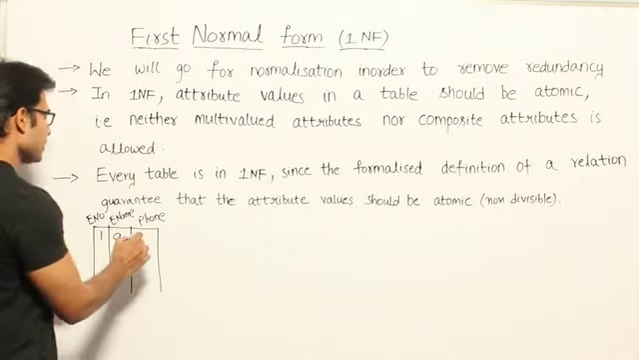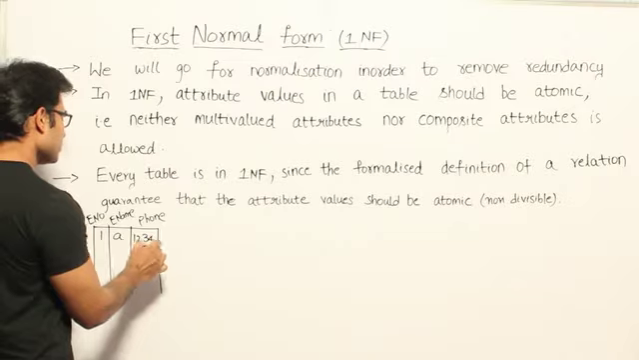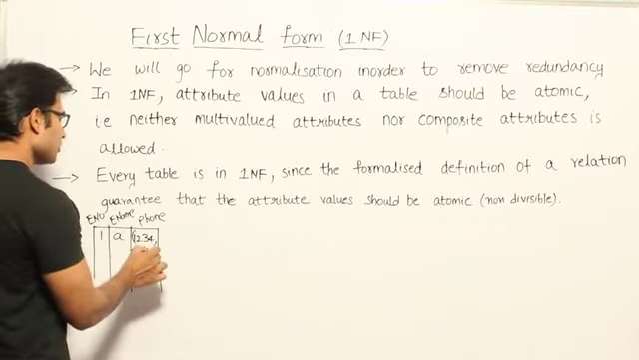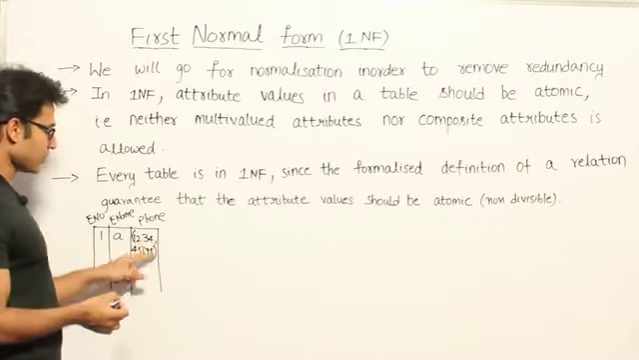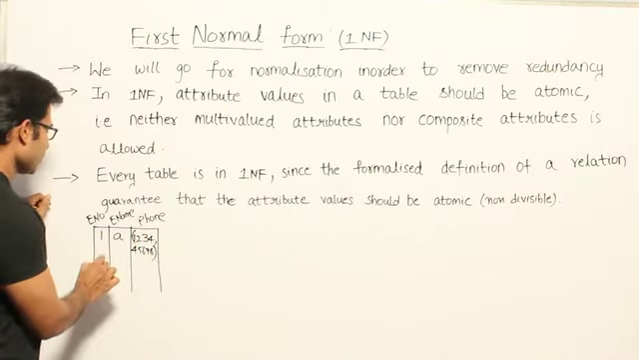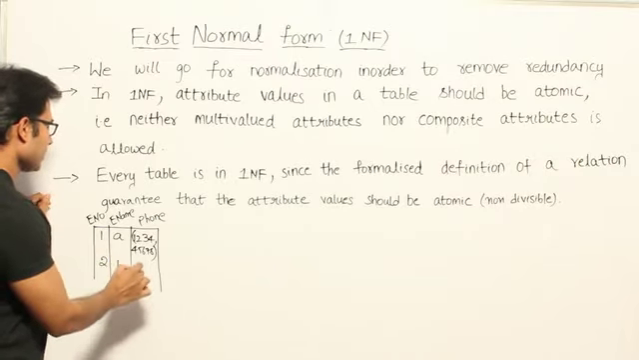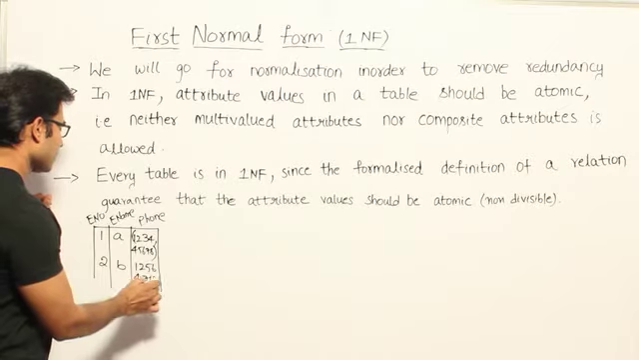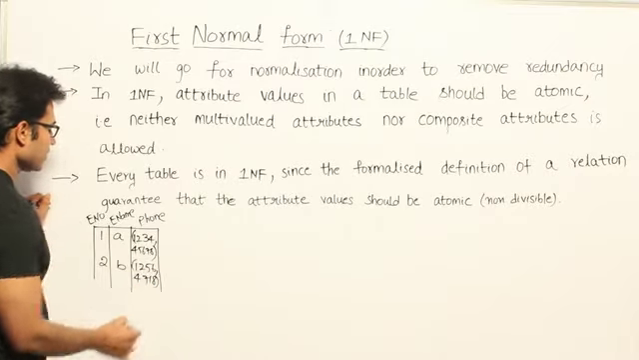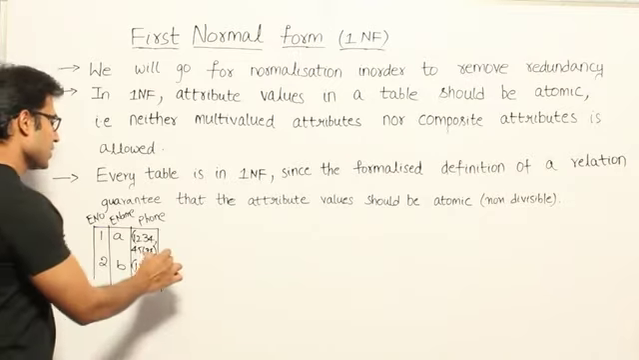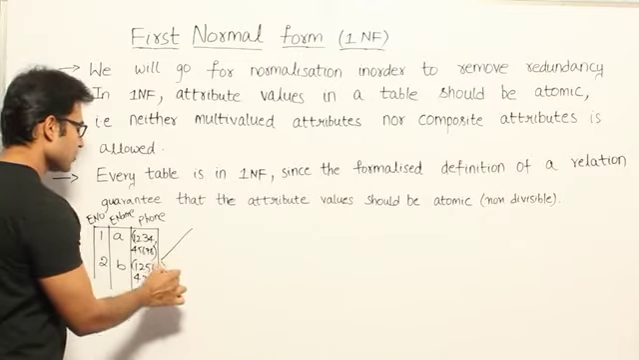For example, let us assume that the phone numbers are 1234 and 5678, which means this person has two phone numbers. Now it is not an atomic attribute, it is a list of values. I'll take one more entry, 2, B, something like this. For this one two numbers are there, and for this one two numbers are there. Now there are two ways to get the table into first normal form.